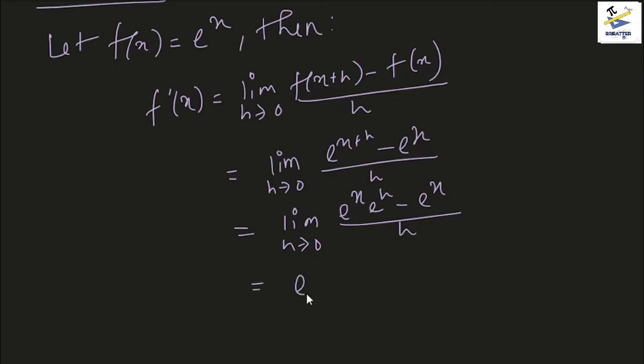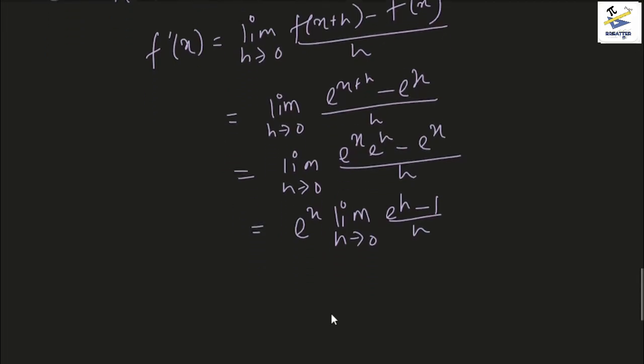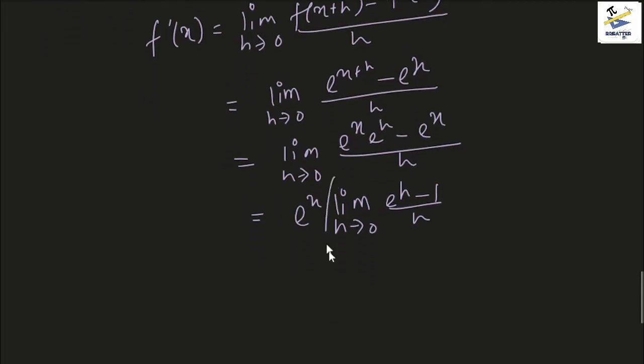Now we can take e to the power x common, as the limiting variable is h, so e to the power x is basically a constant here. We can write e to the power x into limit h tends to 0 of (e to the power h minus 1) divided by h. And as we know from previous experience, this limit is again equal to 1, as I have proved. So the answer is e to the power x.